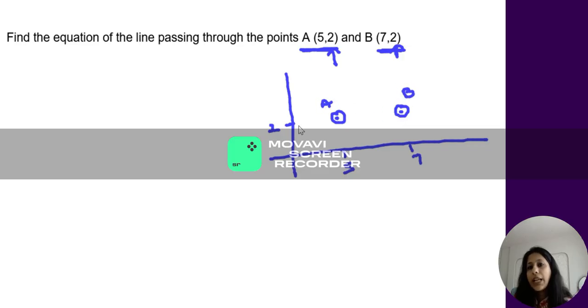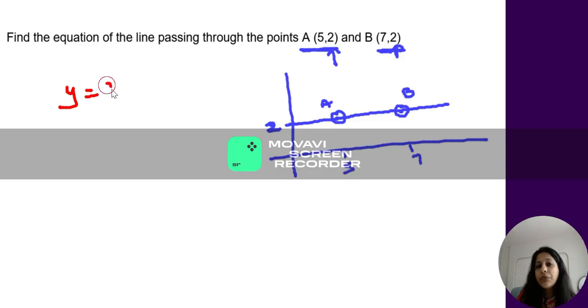So when I draw it, I'll find that the equation of the line is going to be parallel to the x-axis, with a constant value of y being equal to 2 all over the line. So the equation of this line can be written as simply y equal to 2, because the gradient is 0 and the y-intercept is 2.